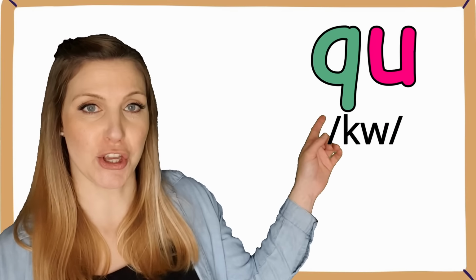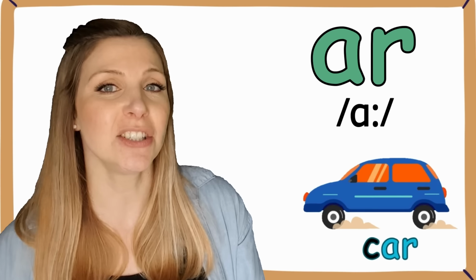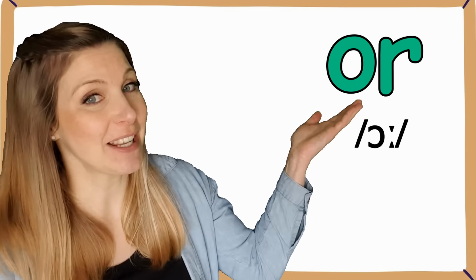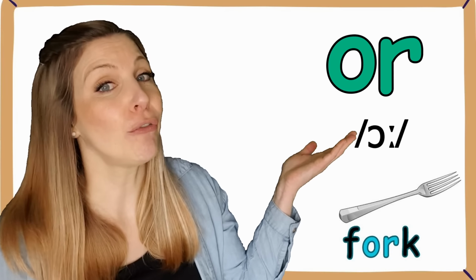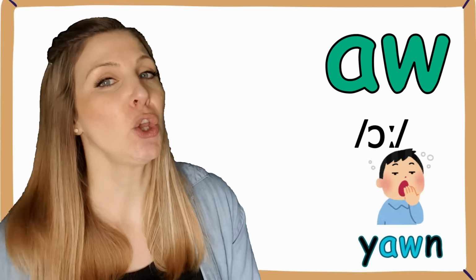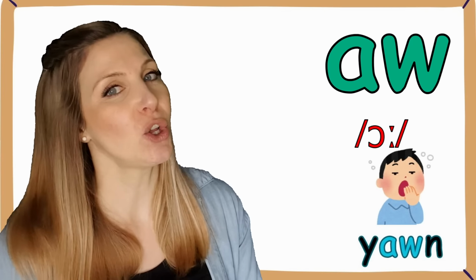Then we've got the digraph qu. Q and U make the sound qu, as in quiz. Our next digraph is A and R. They make the sound ar, as in car. Our next digraph makes the sound or, and that can be spelled in two different ways again. So it could be OR, which makes the sound or, as in the word fork, or it could be spelled AW, which makes the sound or, as in yawn.